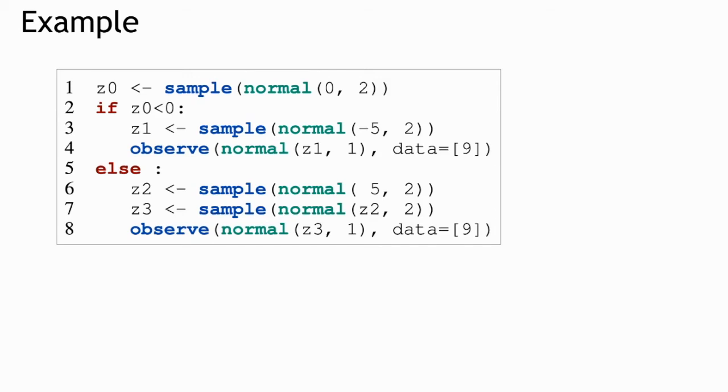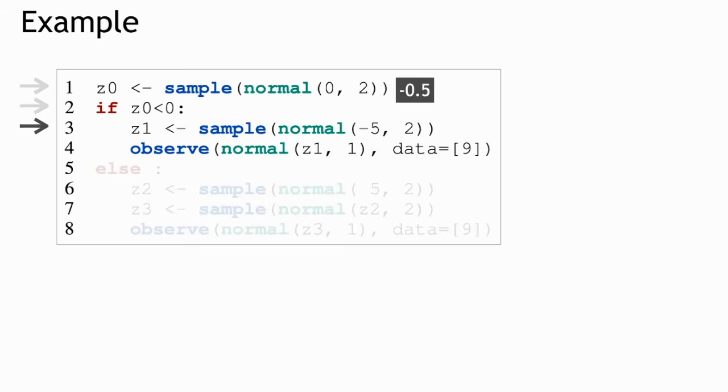Here is an example. Intuitively, a program may have multiple paths, where each path is a unique sequence of executable statements. The program here defines a branching model with 2 paths. When we execute the program, we start at the first line and sample the variable z0. Suppose it is minus 0.5. At the second line, depending on its value, we'll either go to the true branch or false branch. Since minus 0.5 is smaller than 0, we go to the true branch and draw the variable z1 being minus 6.2. We then evaluate the likelihood at line 4 before we finish.